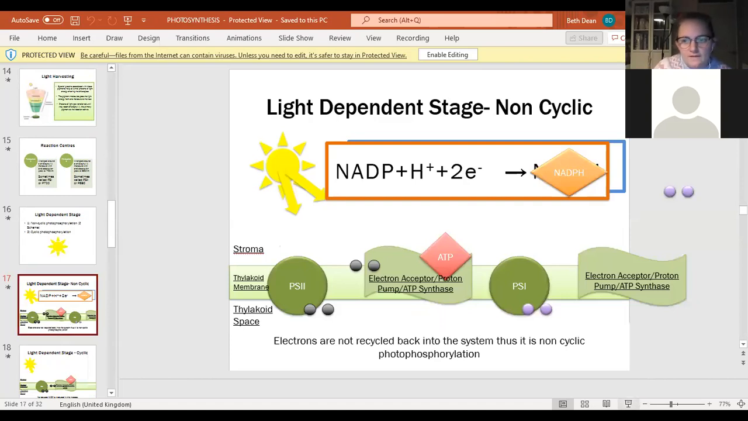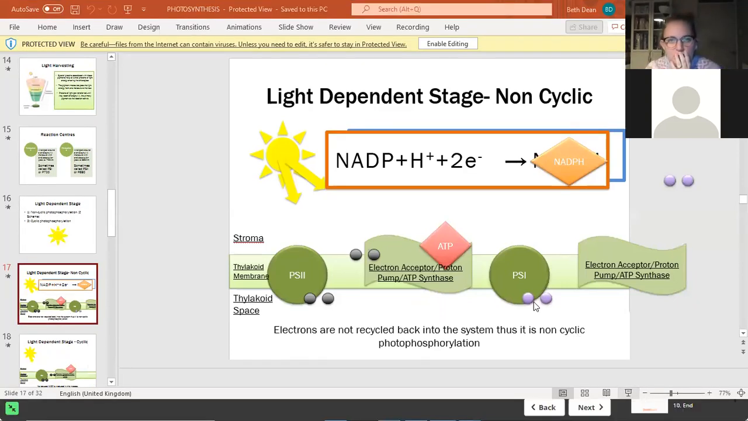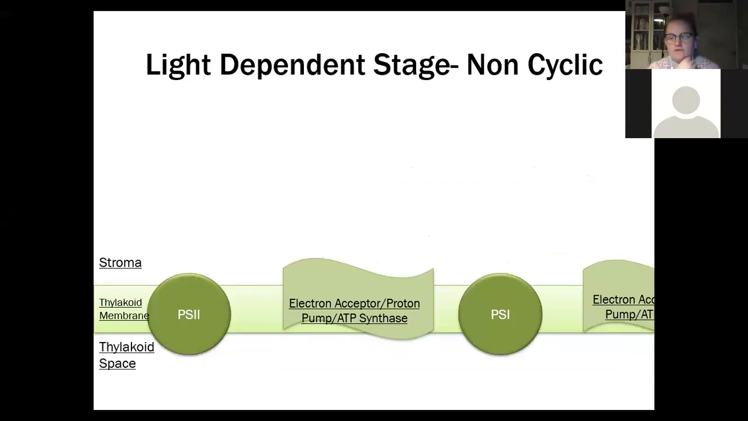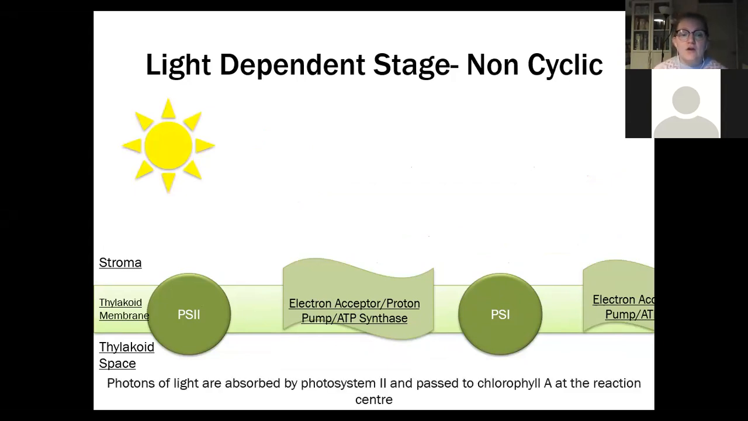So, a quick overview: at this stage it's just a different outline of it. Remembering PS2 and PS1, these are all found in the thylakoid membrane. The stroma is on one side, the thylakoid space on the other. Light comes along and is absorbed by photosystem 2.